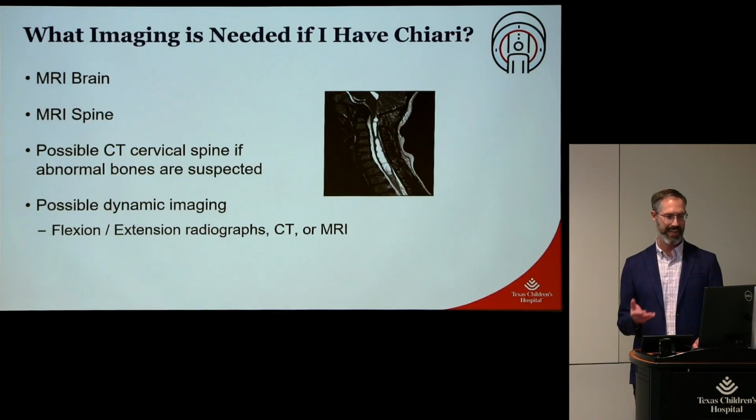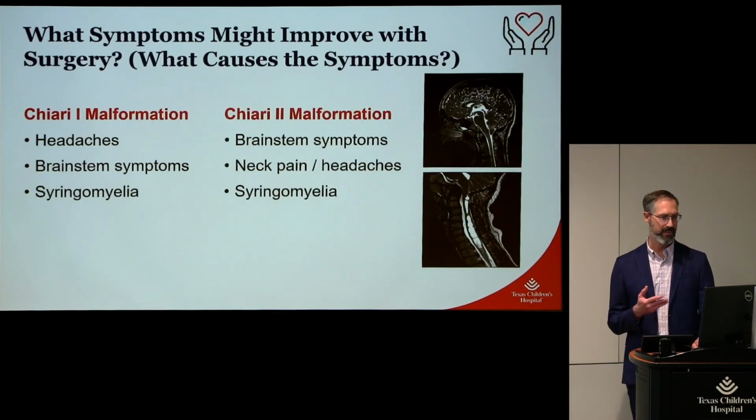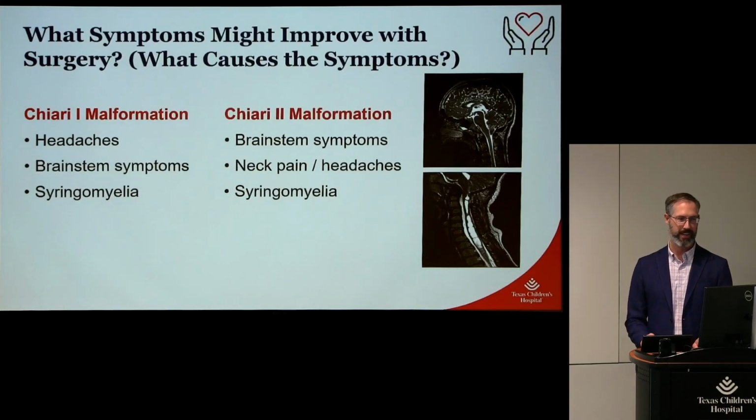This can be a CAT scan, an MRI, or just some x-rays. So what symptoms might improve with surgery, and what might cause these symptoms? Well, for Chiari I malformation, the typical symptom is headache. Maybe 75% of patients have headaches, usually in the back of the head, that get worse with activity. This might be sports, it might be coughing, laughing, sneezing, and we call it an occipital Valsalva-induced headache.